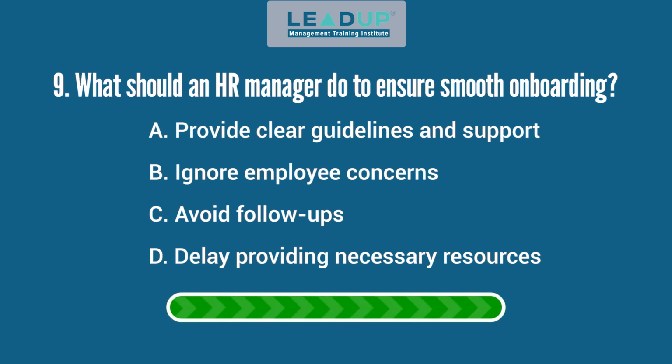Question 9. What should an HR manager do to ensure smooth onboarding? A. Provide clear guidelines and support. B. Ignore employee concerns. C. Avoid follow-ups. And D. Delay providing necessary resources. Answer: provide clear guidelines and support.